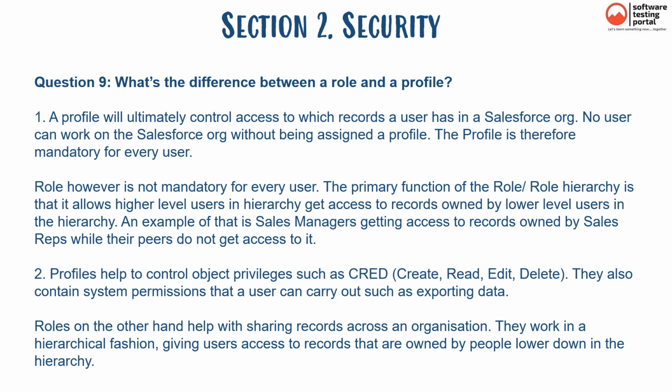2. Profiles help to control object privileges such as CRED, that is create, read, edit, delete. They also contain system permissions that a user can carry out, such as exporting data. Roles, on the other hand, help with sharing records across an organization. They work in a hierarchical fashion, giving users access to records that are owned by people lower down in the hierarchy.